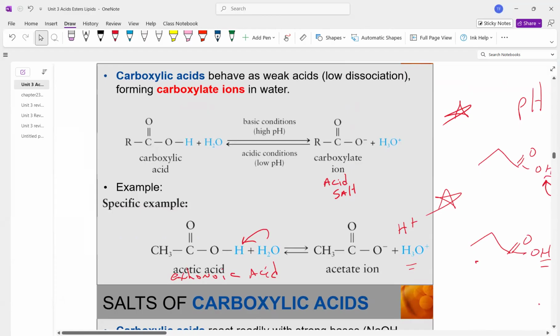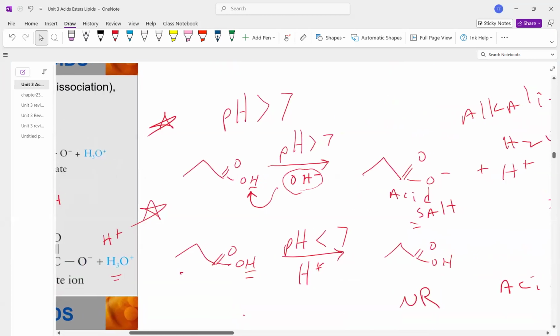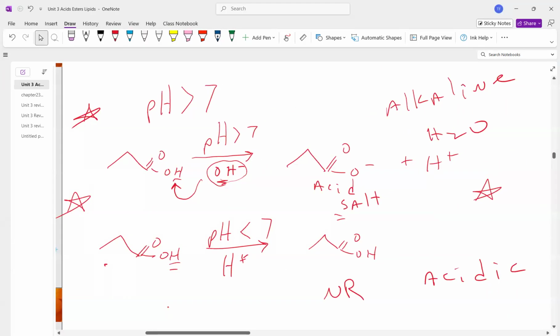Okay, so this is something really important. This will be on the test for sure. And in unit 4, there's the opposite of an acid, which is called an amine. So those two are always kind of taught together. Okay, so as far as an acid goes, if the pH is greater than 7, that means there's OH anion present. It will grab hold of the H of the acid part of the molecule and form water.